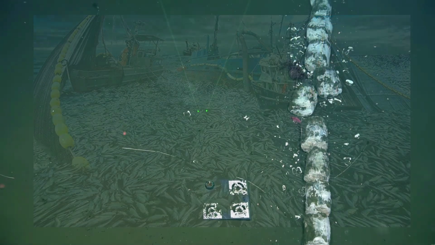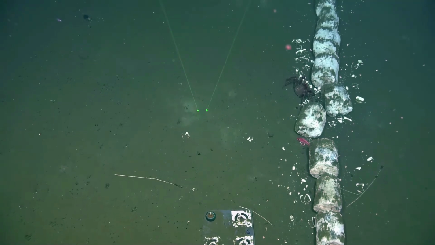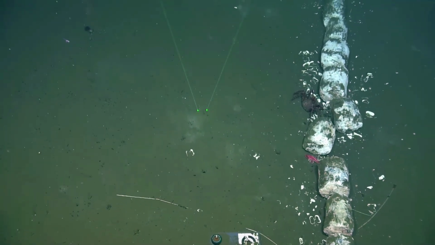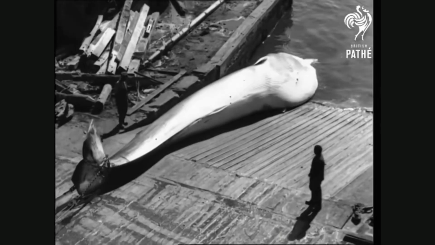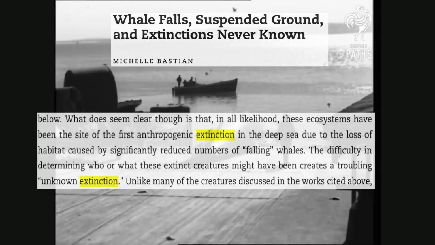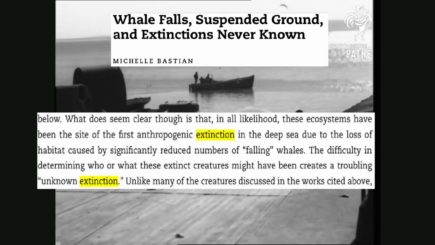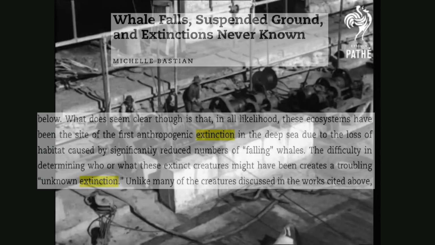The rate of whale fall to the deep sea heavily affects the abundance of deep sea species through enhancing macrofaunal activity around the carcass. It is likely that whaling influenced the biodiversity of whale-fall communities and may have led to the first anthropogenic extinctions in the deep sea in the form of whale-fall specialists.